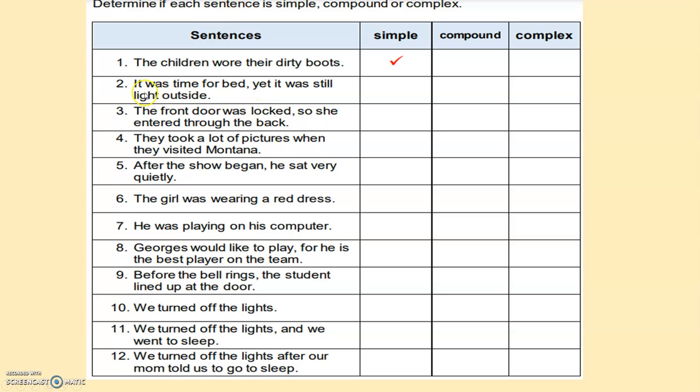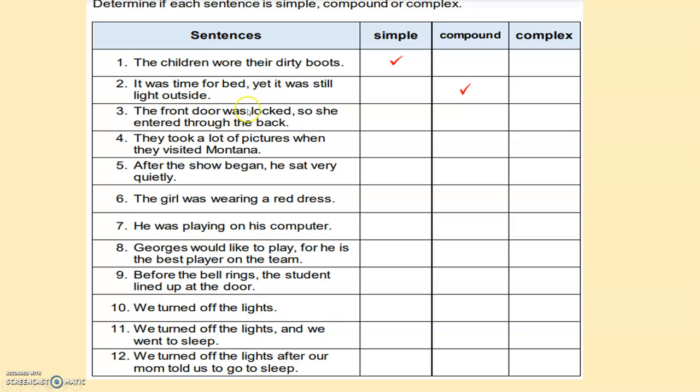So after you have paused, do it and then see the answers. So let's start. It was time for bed, yet it was still light outside. Now if you say it was time for bed, it makes sense. It was still light outside. Both these sentences make sense by themselves. So both are what? Independent. So you're joined by what? It is joined by a coordinating conjunction, yet. Okay. So what will it be? It will be a compound sentence. Remember, FANBOYS. Why is there? Isn't it yet? So that way you have to learn it.